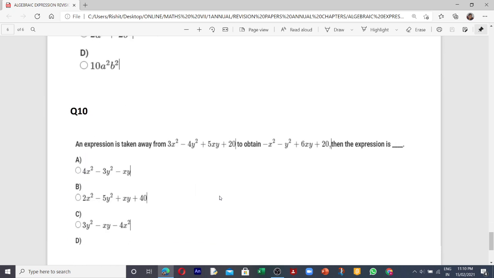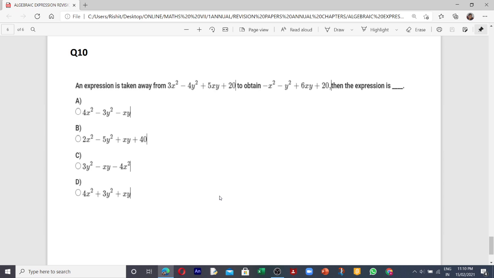Now the last, 10th question. What expression is taken away from this to obtain this? What is that expression? So frame it. If you have not done it, frame the question in your mind, think about the related solution, and then put it. I hope you all have written questions 1 to 10, the questions as well as the option number and option answer. Okay.